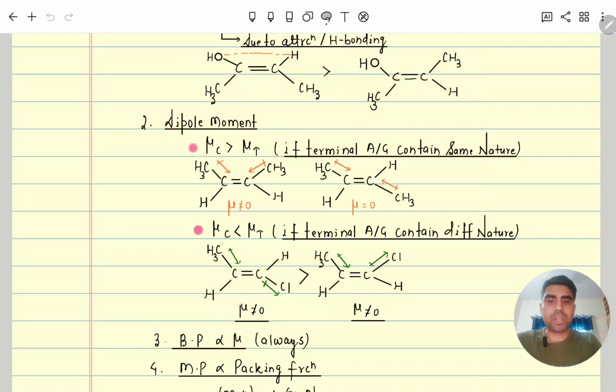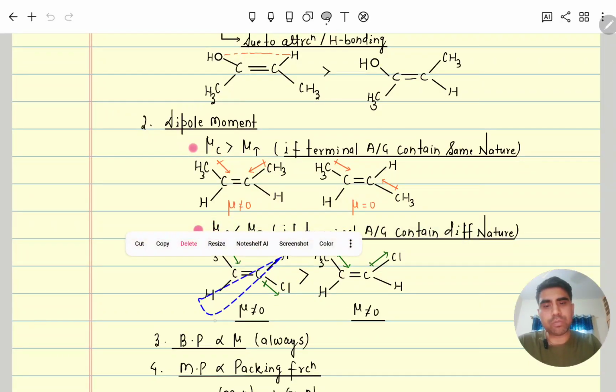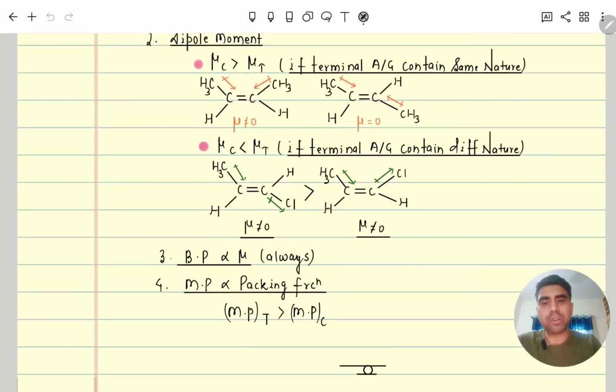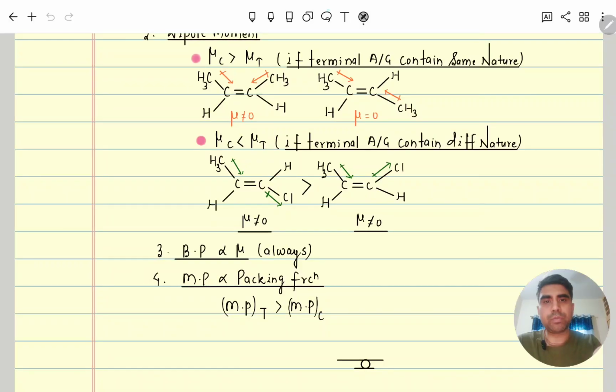But suppose one terminal group is donating like plus I, whereas the other is minus I. Then in that case, this vector sum will be more compared to this vector sum. So this one is more polar than this. Melting point and boiling point: boiling point is always directly proportional to mu. So those with higher mu will have higher boiling point.